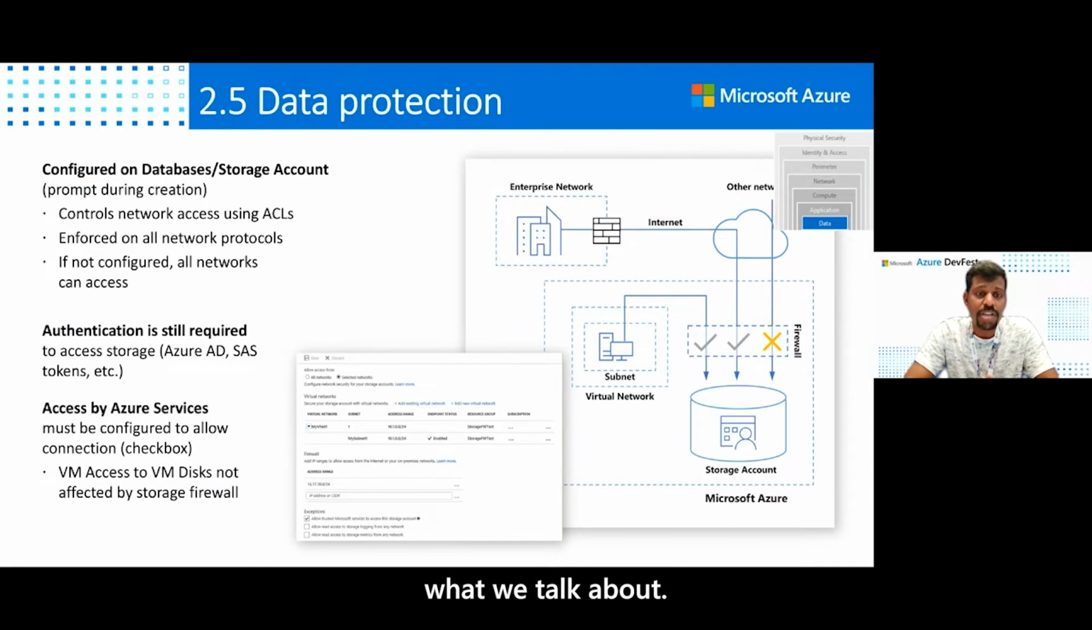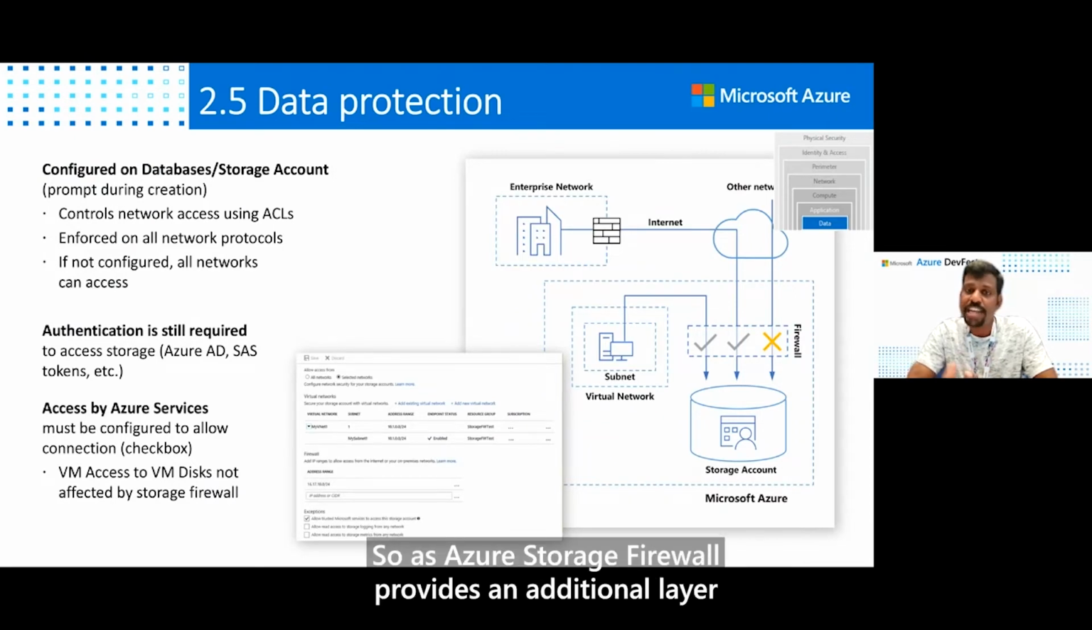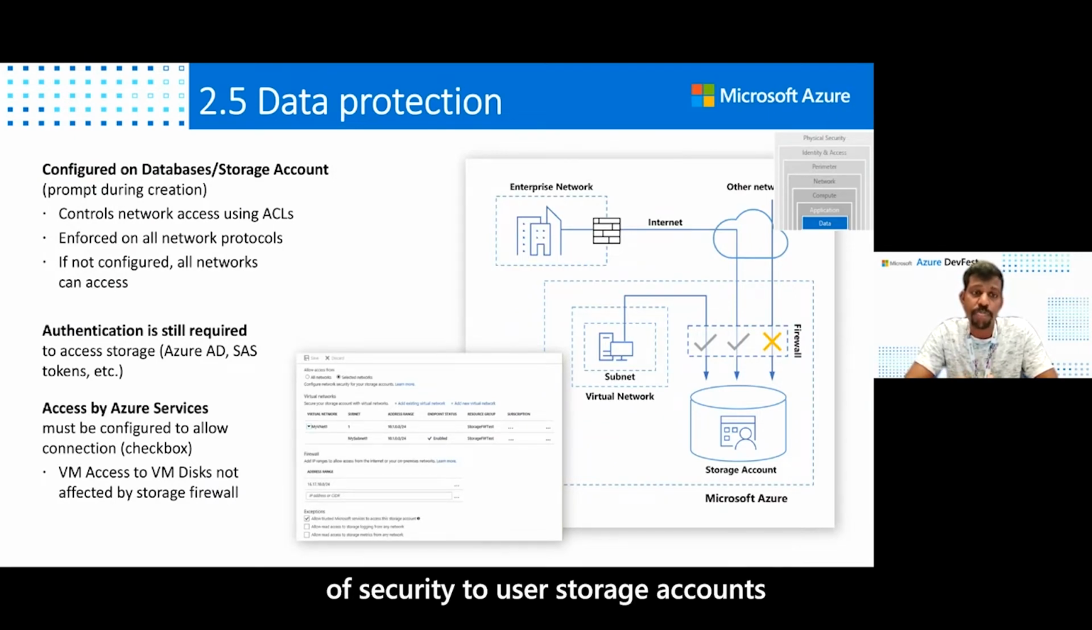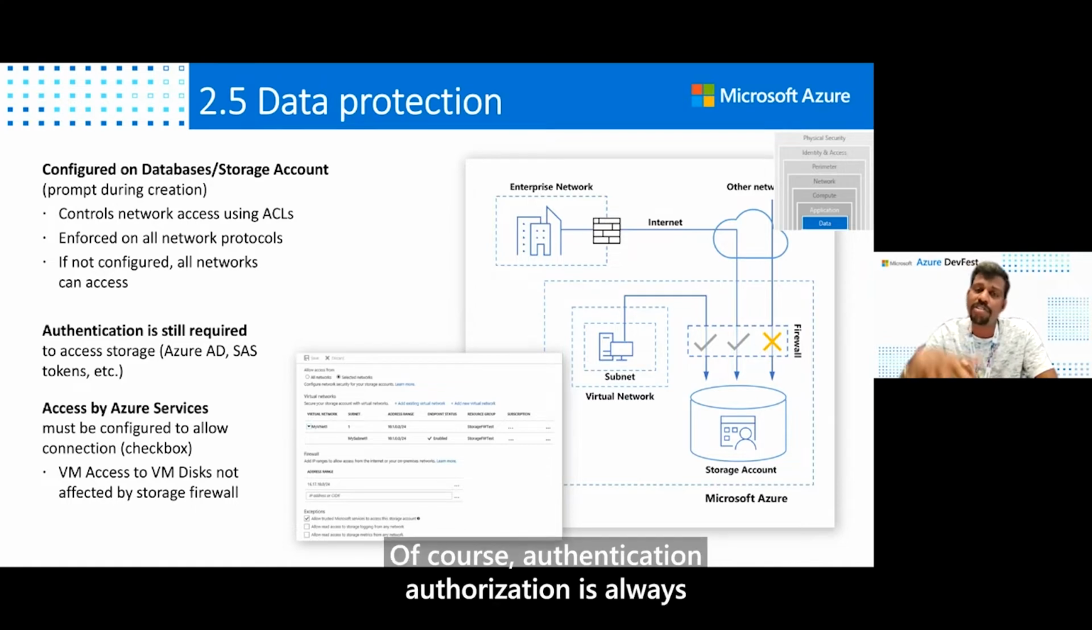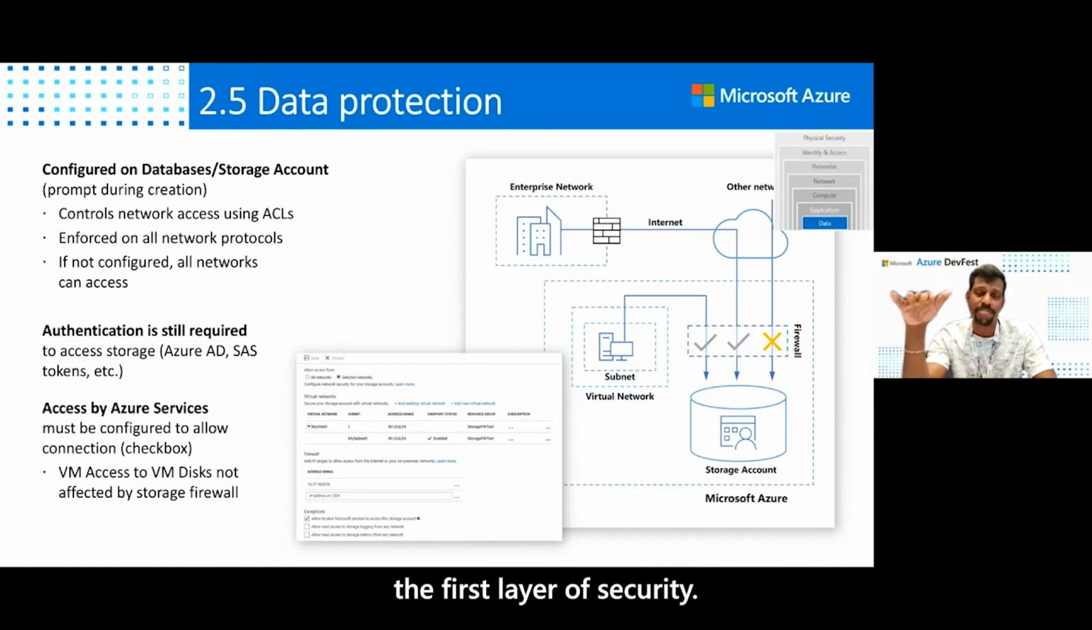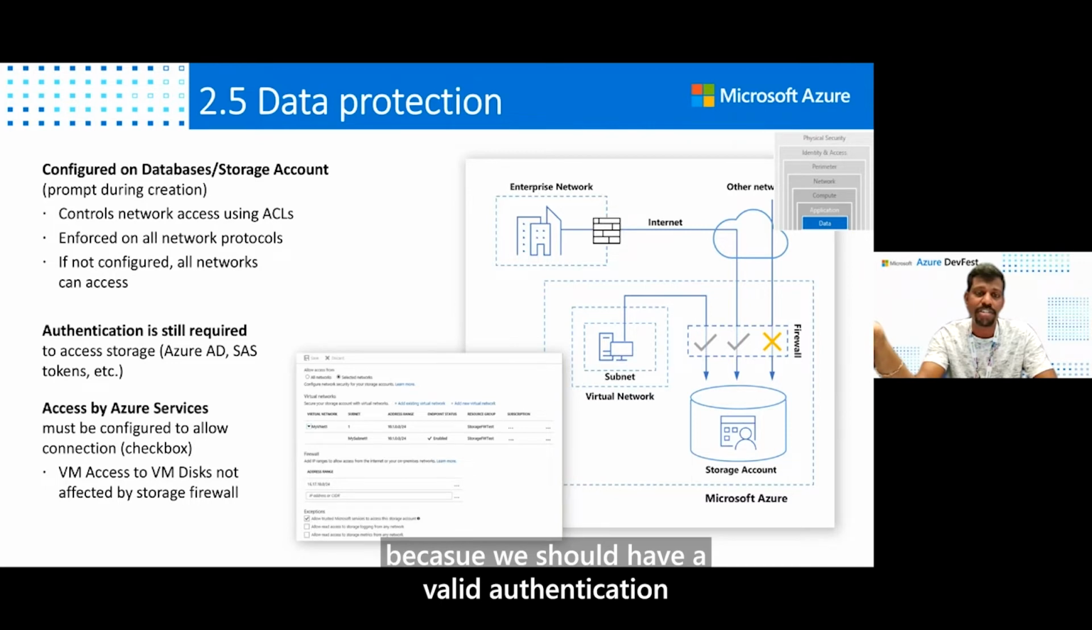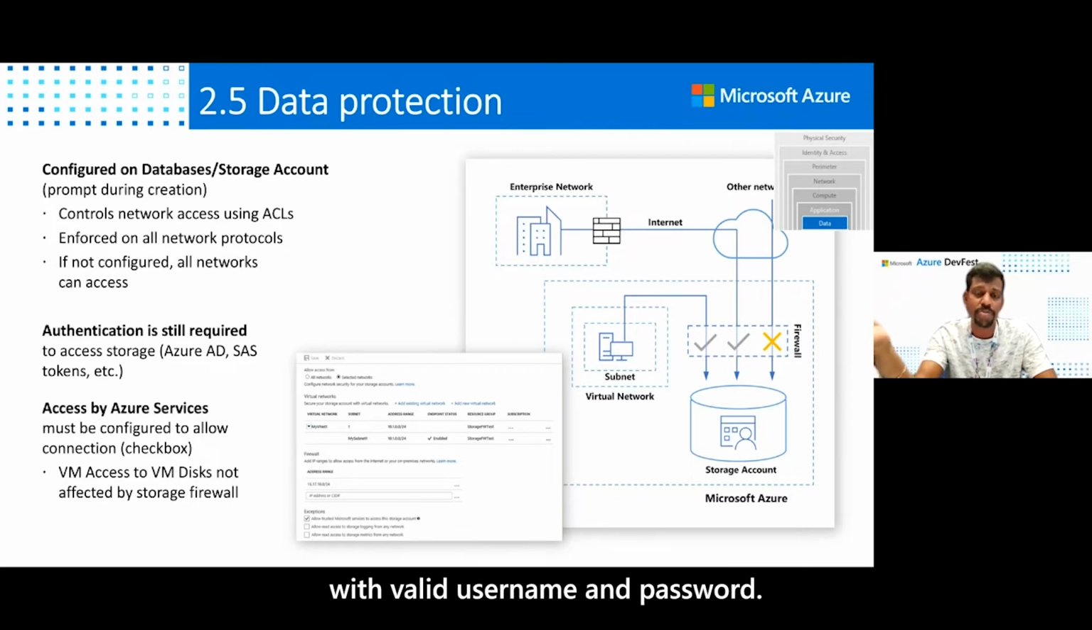The next one is data protection, and this is the Azure firewall capability we talk about. Azure Storage Firewall provides an additional layer of security to your storage accounts beyond authentication and authorization. Of course, authentication and authorization is always the first layer of security. First, you should have a valid username and password, and also a valid token to access your storage account.